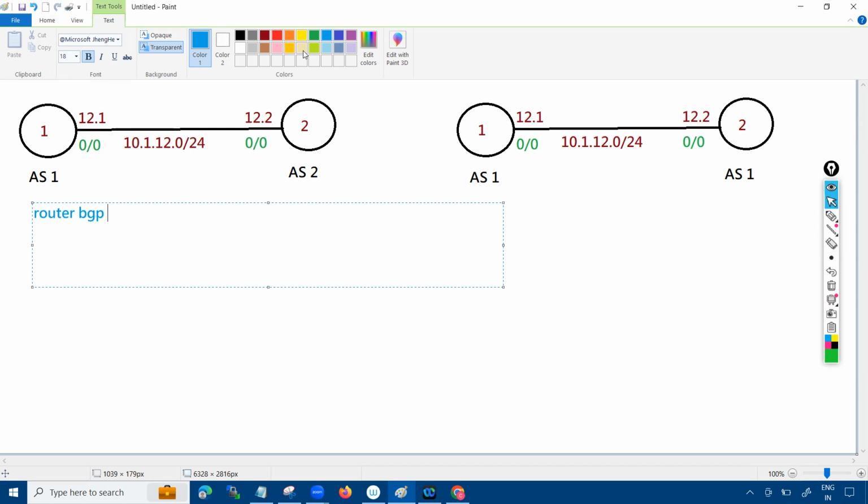So let me tell you one thing. If you have IOS version 12.0, then you will see the 16-bit range. If you have IOS version 15.0, then you will see the 32-bit range.